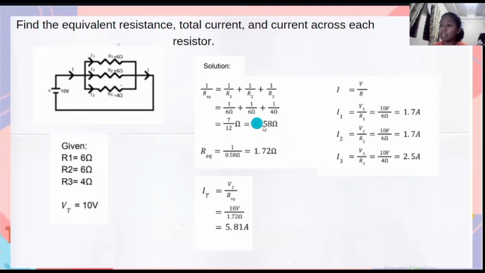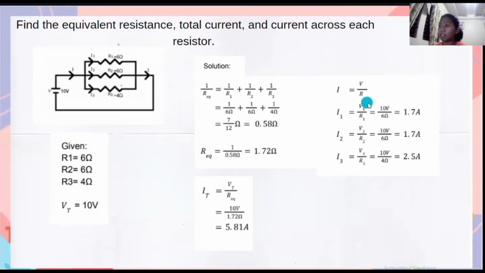Note that this is not yet the equivalent resistance. To get the actual equivalent resistance, we get the reciprocal, which would equal 1.72 ohm. And next, we get the total current. Substitute, it is equal to 10 volts divided by 1.72 ohms, which would equal 5.81 amperes.